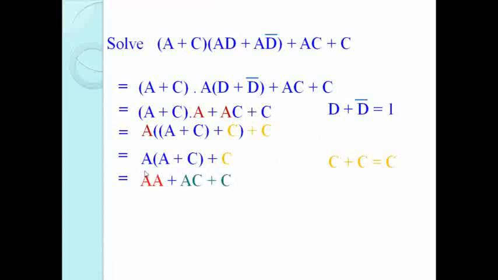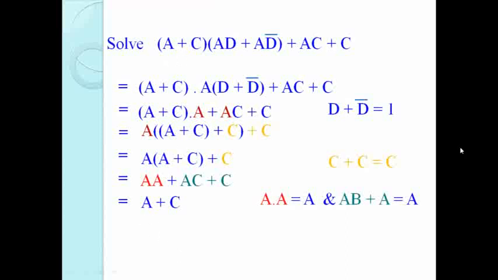Here I use the distributive law: A into A plus A into C plus C. Again, A into A is A, and AC plus C is C, because AB plus A is A. So we convert this equation into the form AB plus A, which is C. So the final output for that complex equation is C.